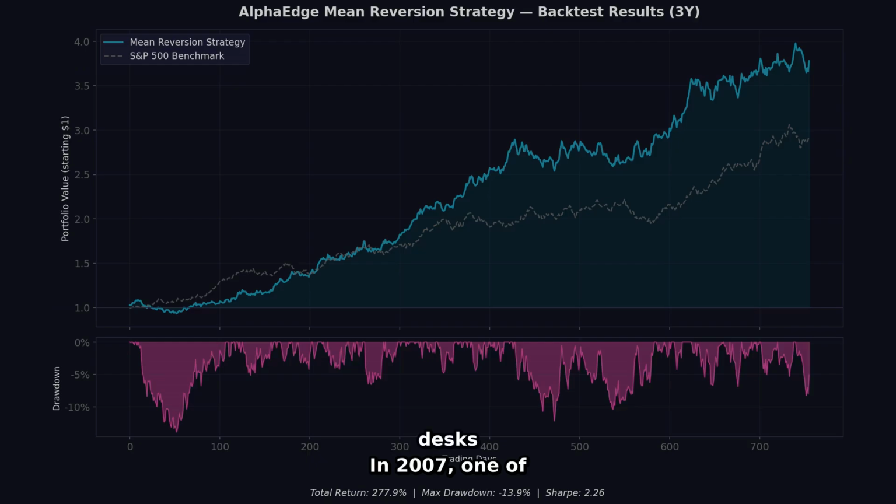In 2007, one of Morgan Stanley's statistical arbitrage desks reportedly generated over $300 million in a single year, using market-neutral trades like pairs trading. At the same time, broad equity markets swung more than 15% peak to trough. While most traders were getting whipsawed by volatility, these desks focused on something different: price relationships, not price direction. In this video, we'll break down how hedge funds use pairs trading to target steady, market-neutral returns, and how a disciplined retail trader can implement a simplified version with Python.